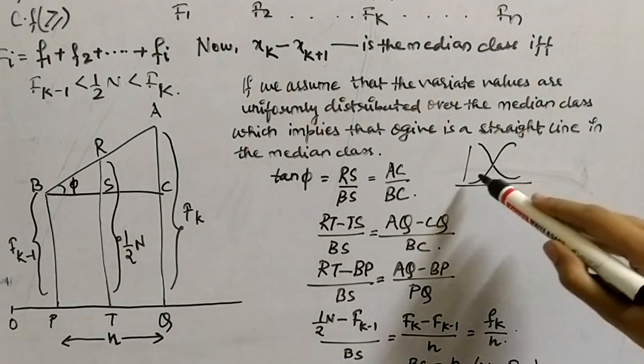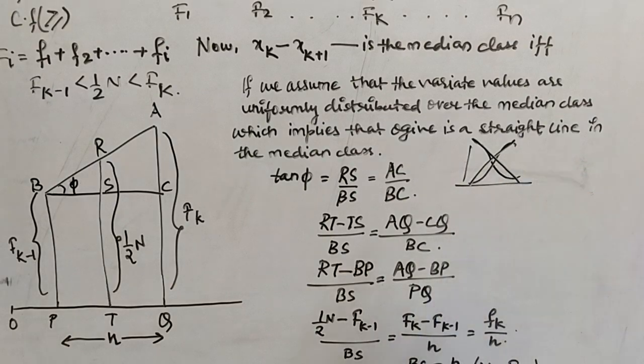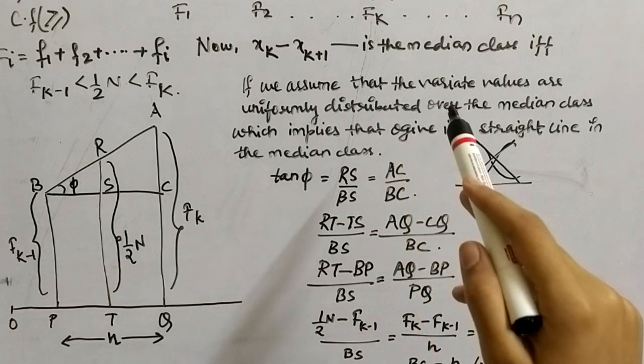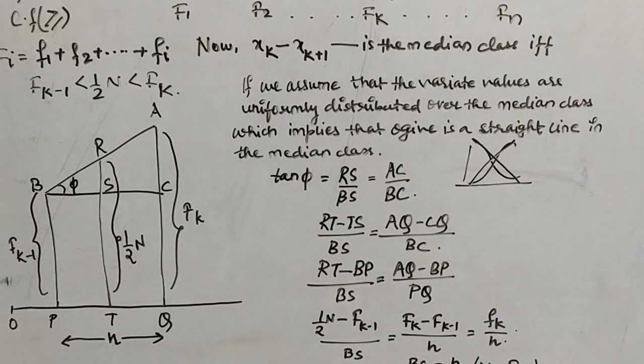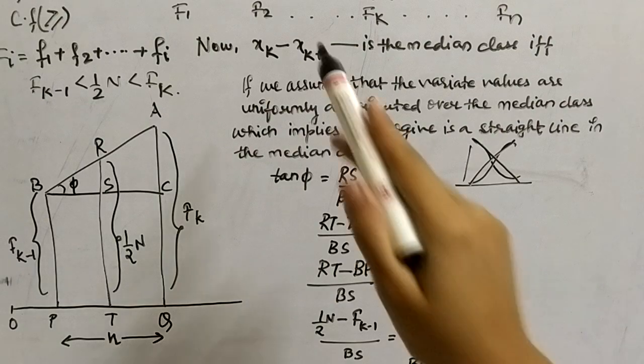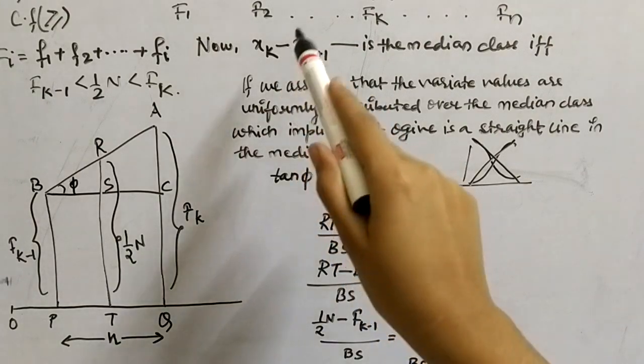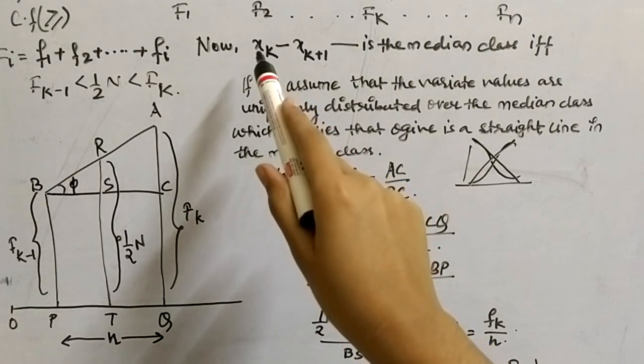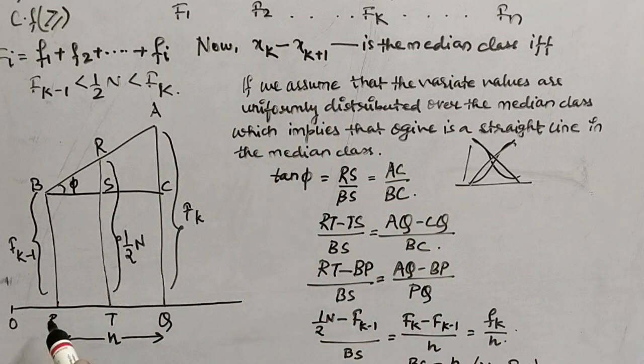But over here, the ogive is a straight line. Why is it a straight line? Because we have data which is uniformly distributed over the median class. We have assumed that the data are uniformly distributed only for the median class, and here the median class is xk to xk plus 1. That's why you can see that OP is the lower limit. What is the lower limit? xk. So here P is xk, and Q is xk plus 1.